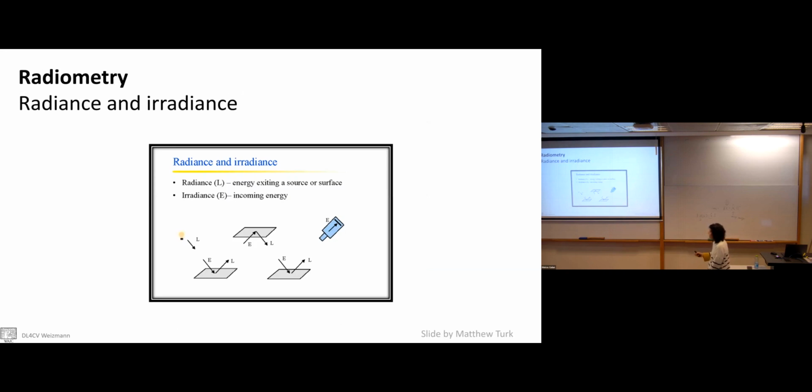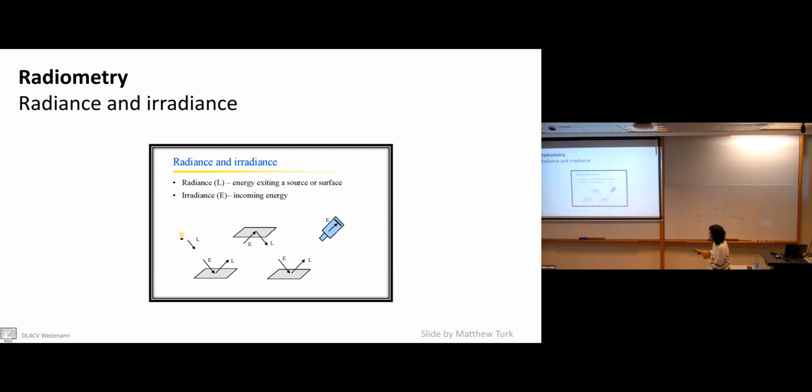Okay. This is a delicate issue, radiance and irradiance in radiometry. I'll do my best to explain it to you. There are two measures in lighting. One is called radiance and the other is called irradiance. The radiance is the energy exiting a source or a surface, that's what you see here, L.